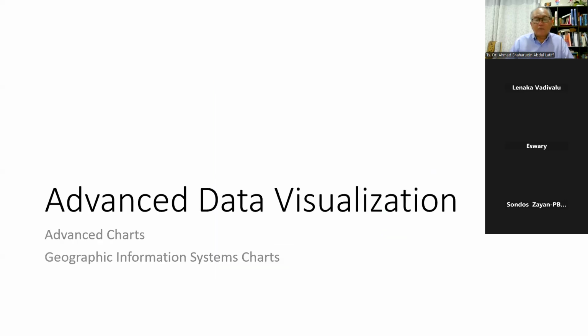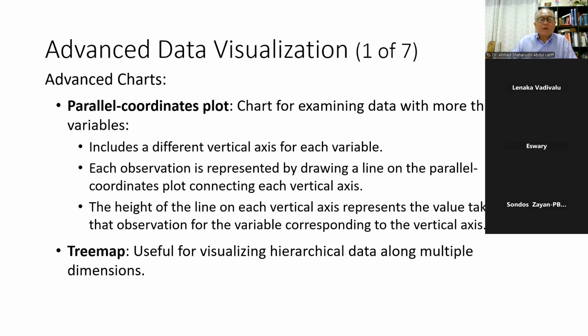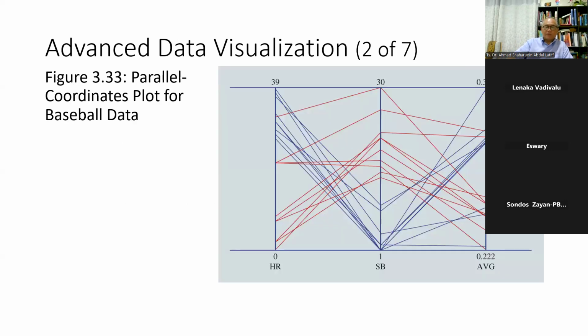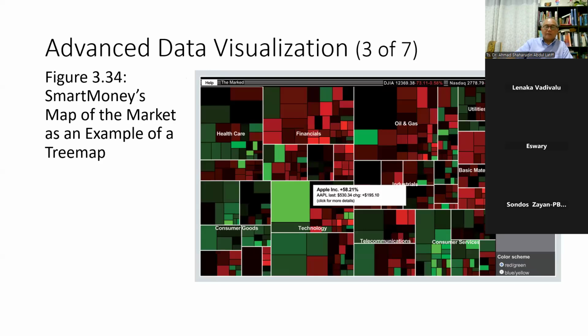And then we move into advanced data visualization, advanced chart. We have parallel coordinate plot, and this is where you use it for spot and tree map. This is parallel coordinates for baseball data. And then this is tree map. When you look at tree map, you're using heat map: color differentiates the heat and the size. And then you are looking from the top of the tree.